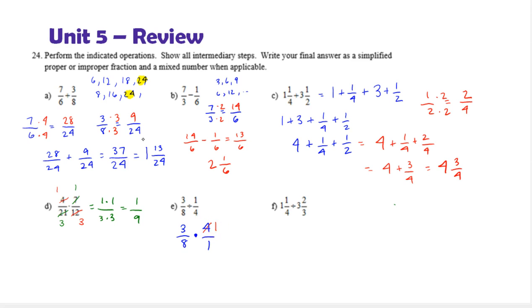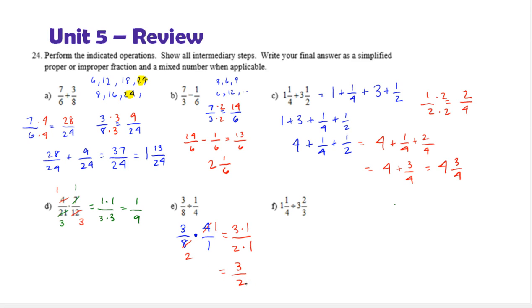4 and 8 have a common factor of 4. 4 divided by 4 is 1. 8 divided by 4 is 2. I don't see any more common factors besides 1. So this is 3 times 1 over 2 times 1, which is 3/2.